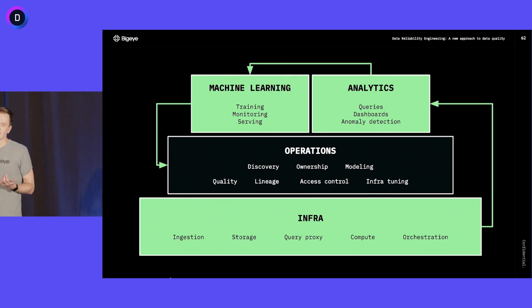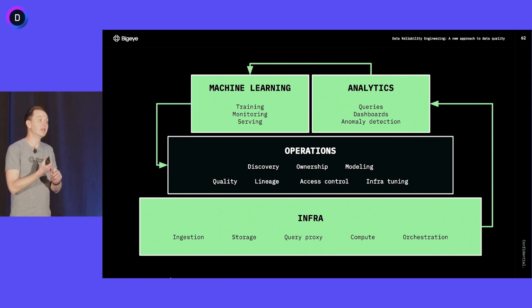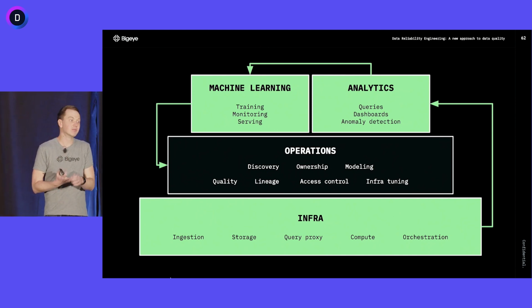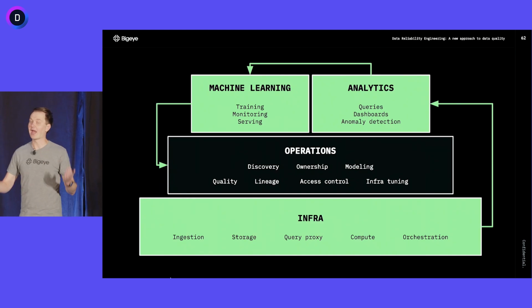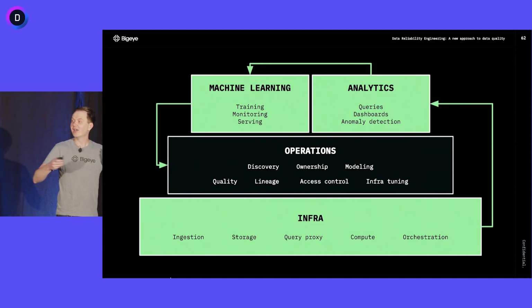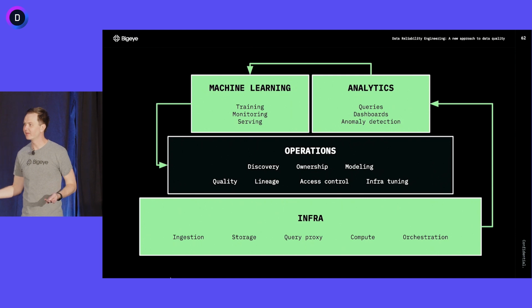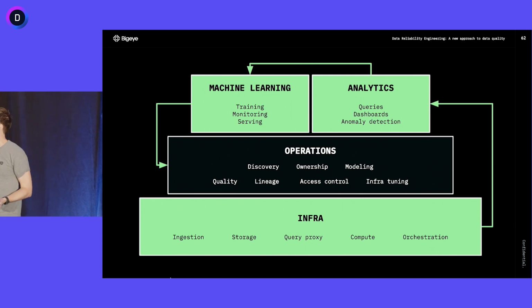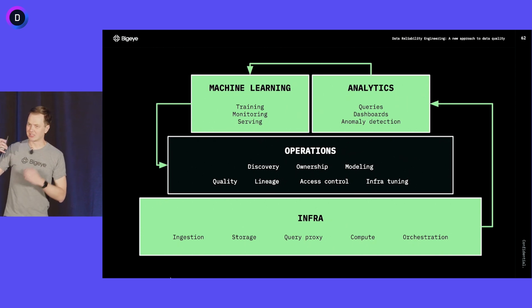And then you realize that this isn't sustainable. Nobody knows where any of these dashboards are. Nobody knows what they mean. Nobody knows if they can use them, if they can trust them. Nobody knows how their changes are affecting anyone else in the organization. And then everyone ends up backtracking into operations, which is discovery.